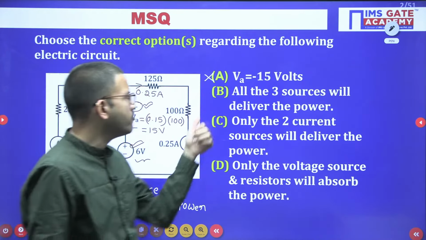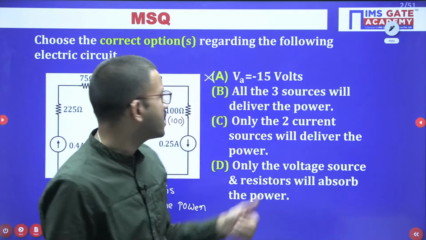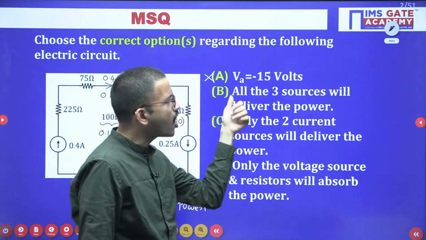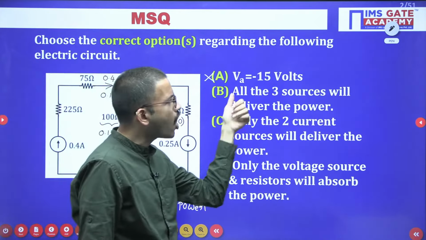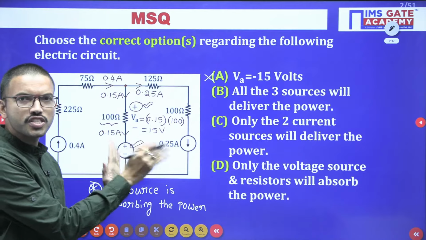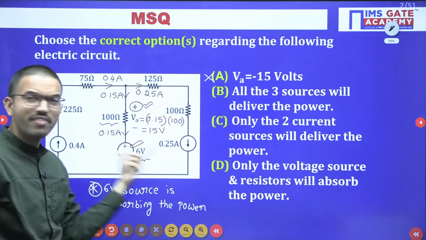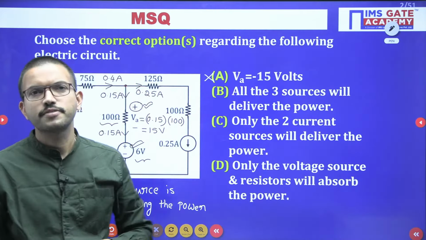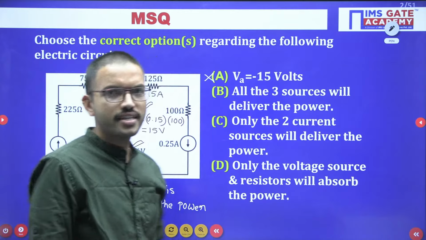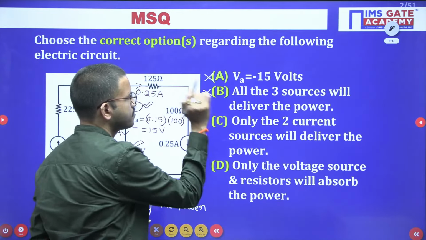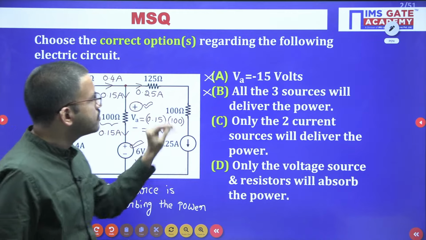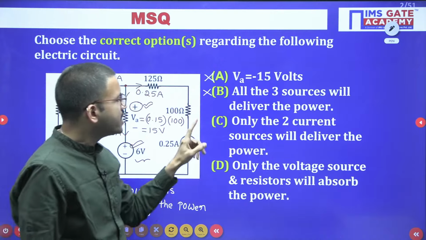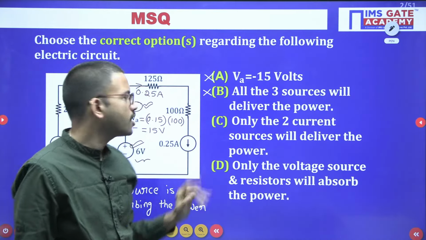Now with this understanding, can we eliminate option B or not? Because in option B, you are having 3 sources in total, and they have mentioned that all 3 sources will deliver the power. As of now we don't know about the other 2 sources, but at least we come to know one of the given 3 sources is absorbing the power. Yes, obviously we can eliminate option B. So among the given 4 choices, we can eliminate option A and option B. Whether option C and option D are really correct or not, let us now verify.